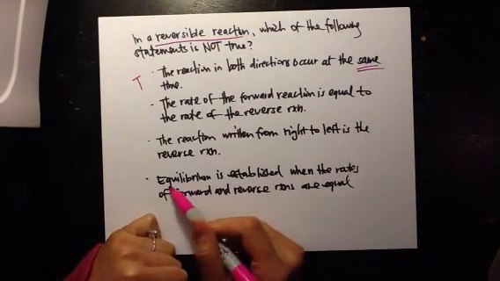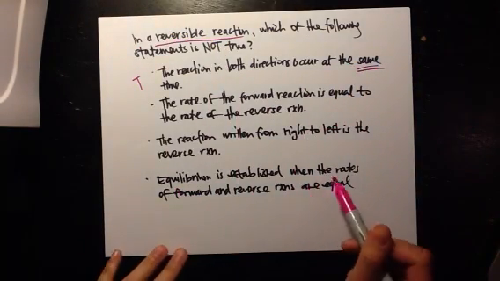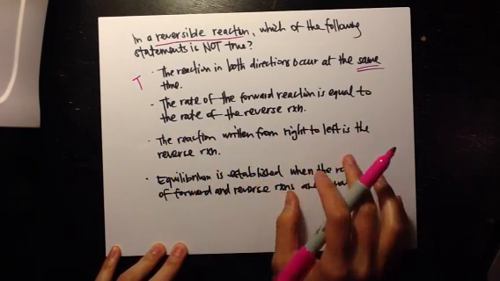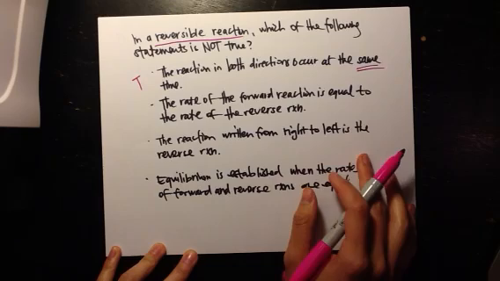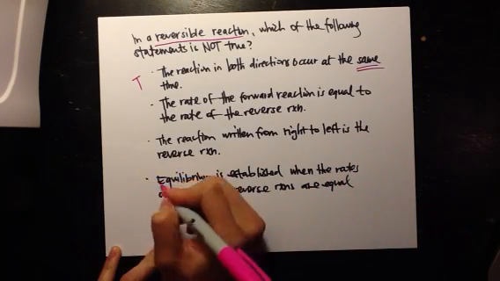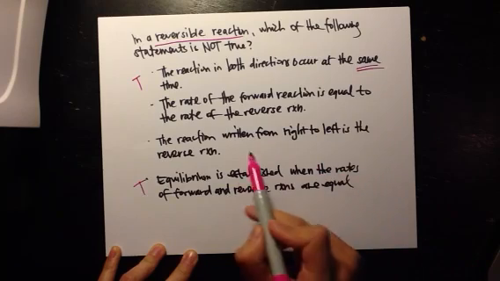All right, let's actually jump to the last one. Equilibrium is established when the rates of forward and reverse reactions are equal. Well, I didn't discuss this in this particular learning target, but yes, right? Equilibrium is established when the rates of forward and reverse reactions are equal. That is a true statement.